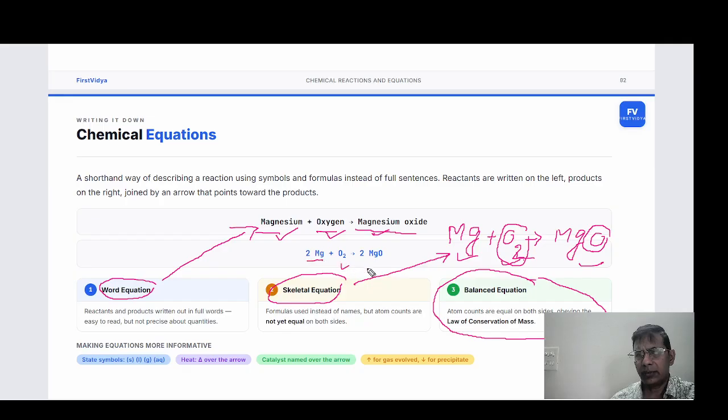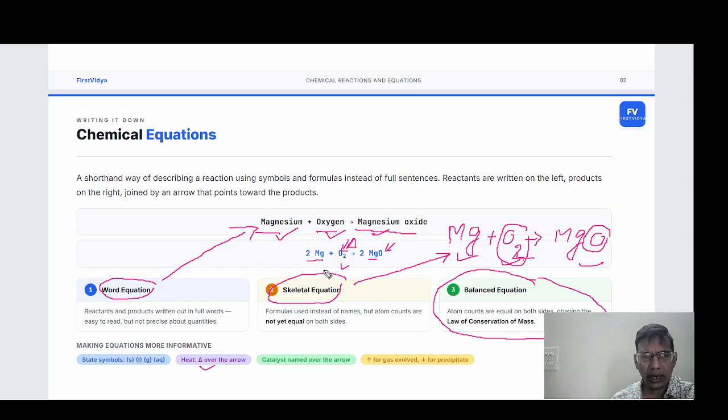Two magnesium, and here also two magnesium. Oxygen two atoms, here also oxygen two atoms. So this is the balance, right? So making the equation more informative: symbol for heat. And how do we write it? For heat we write a triangle kind of symbol here.